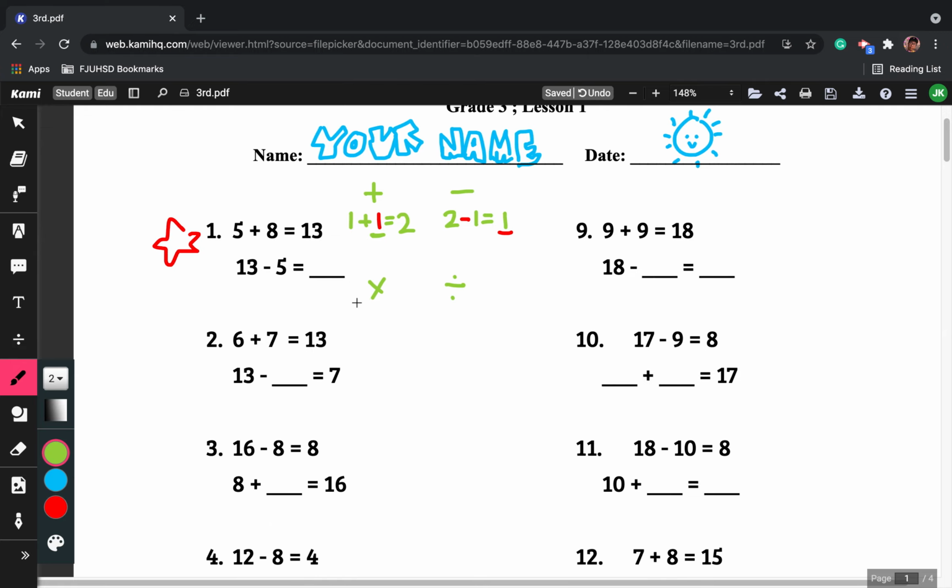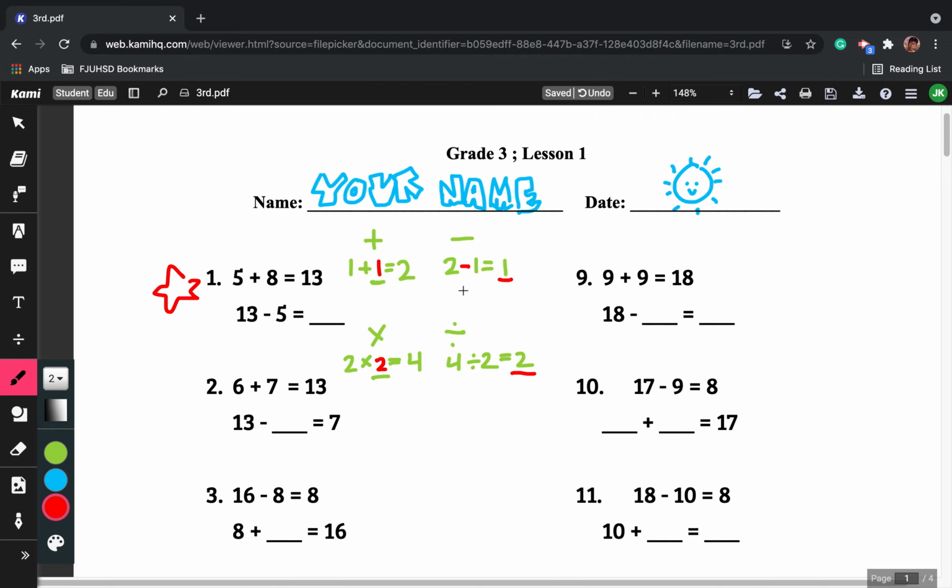For multiplication, let's do 2 times 2. This equals 4, correct? So let's say we're looking for one of the numbers. So 2 times blank equals 4. And in order to find that missing number, we use division. 4 divided by the other number, which will be 2 in this example, is 2. And this works because 2 times 2 is 4.